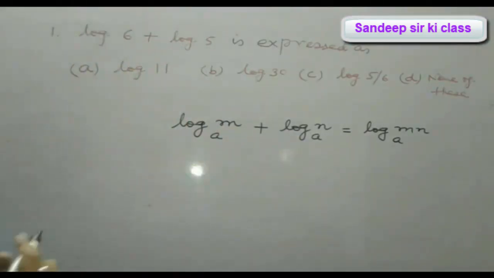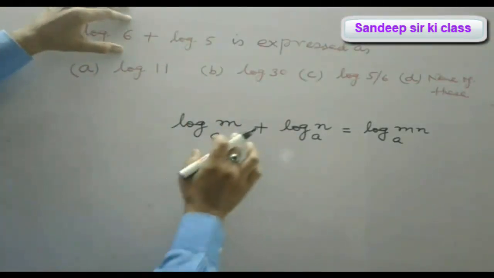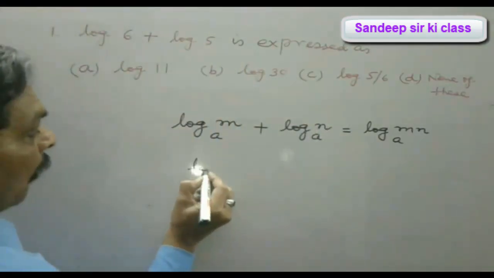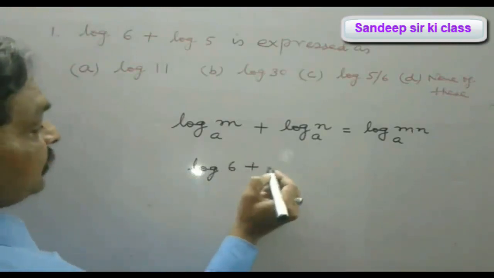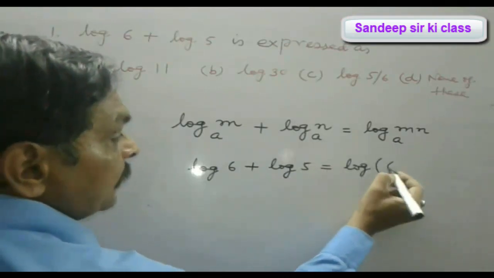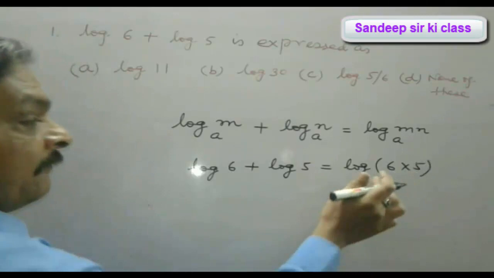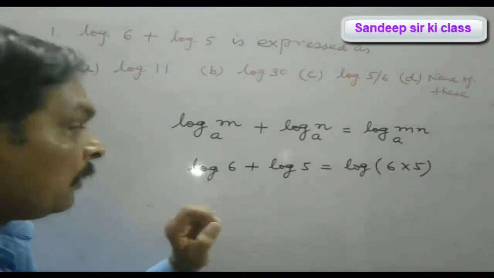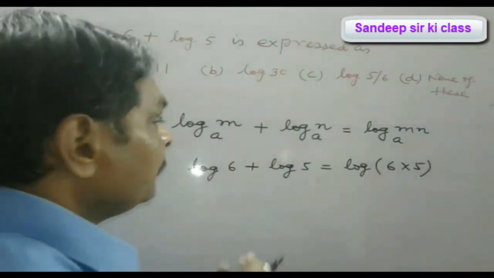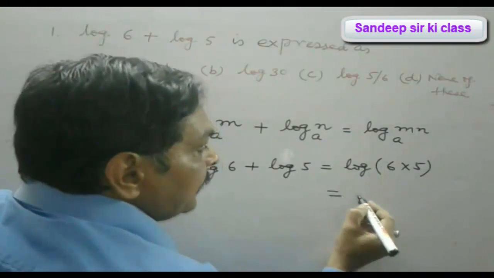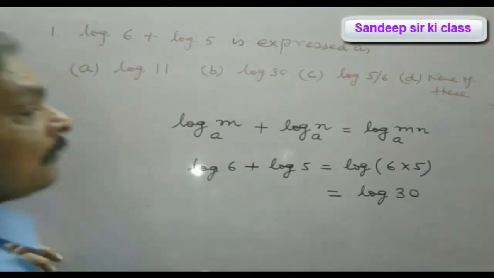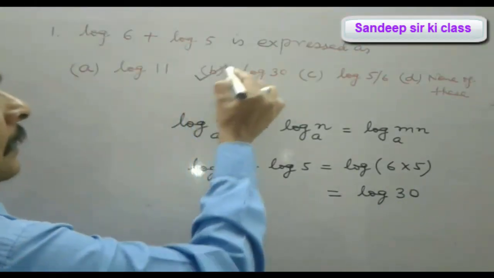So with this rule, if I am to write for m 6 and n as 5, I get log of 6 plus log of 5 is equal to log of 6 into 5. 6 and 5 will be multiplied. Here base is not given, so we assume that the base is 10. It is common logarithm. So this becomes log 30, 6 into 5 is 30. So our option B is correct, log 30.